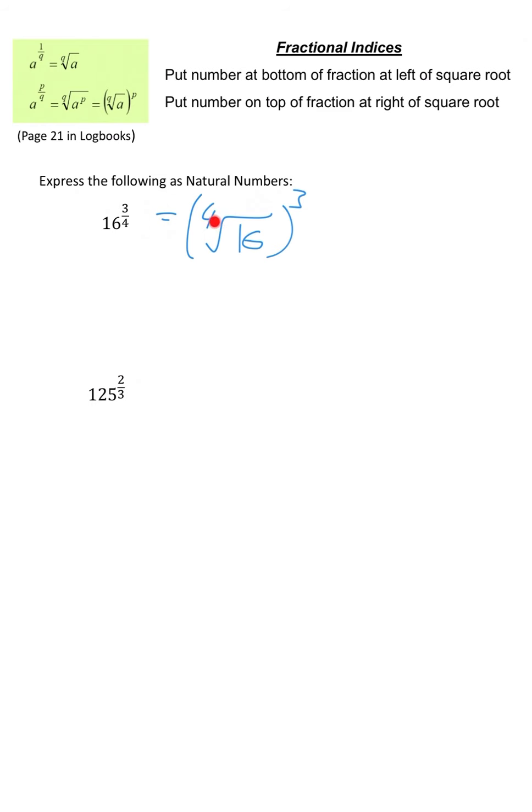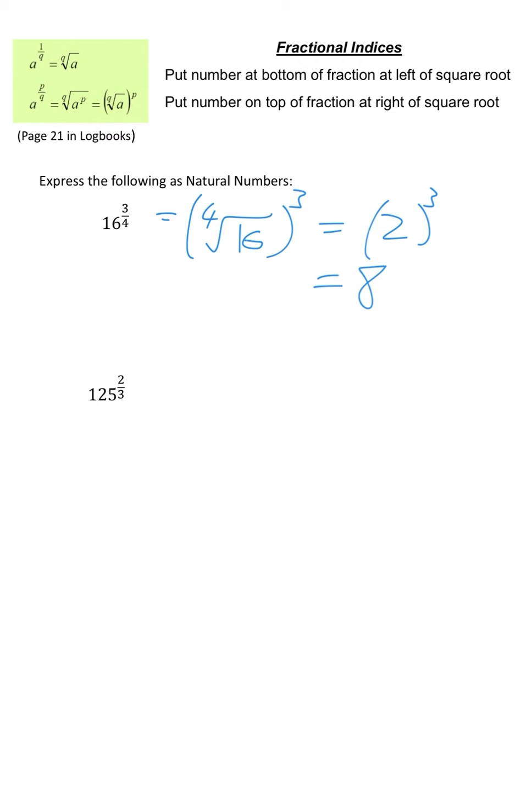So the first step, I need to find the fourth root of 16. So what multiplies by itself 4 times to get 16? Now that has to be 2. So we have 2 then to the power of 3. So 2 times 2 times 2, so 2 by itself 3 times. That is 8.